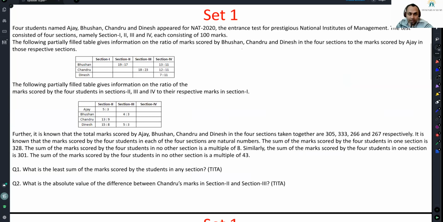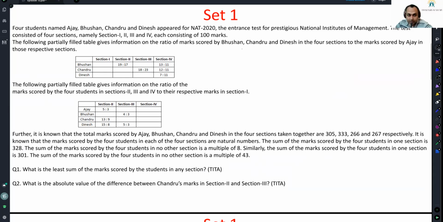Four students named Ajay, Bhushan, Chandru, and Dinesh appeared for NAT 2020, the entrance test for prestigious National Institutes of Management. The test consisted of four sections, namely section 1, 2, 3, 4, each consisting of 100 marks. The following partially filled table gives the information on the ratio of marks scored by Bhushan, Chandru, and Dinesh in the four sections to the marks scored by Ajay in those respective sections.